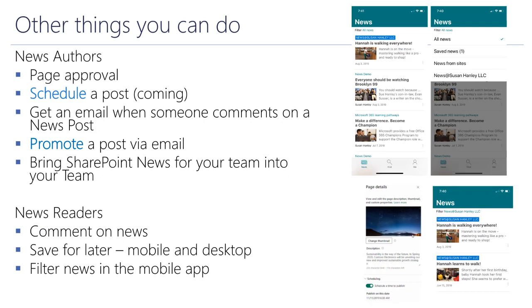All kinds of cool things you can do. If you're a news author, you can, of course, turn on page approval. That means I create the page, somebody else has to approve it. Schedule a post. I keep looking for that to show up in my tenant. You can promote a post via email. Oh, that's what I was going to talk about. One of the things that you can do is you can take any page and make it a news article. If you go into the page, the gray command bar at the top has a bunch of different actions, one of which is called promote.